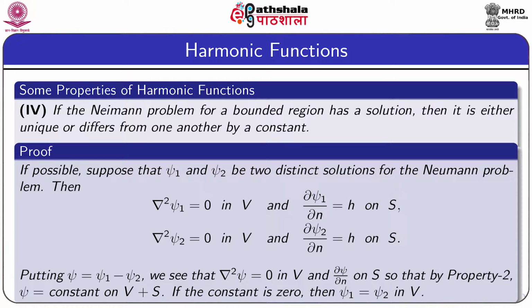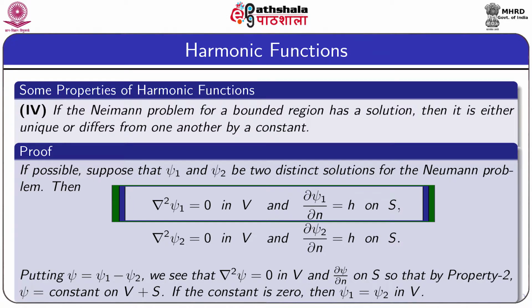Now, this is property number 4. It is regarding the Neumann problem. It says that if the Neumann problem for a bounded region has a solution, then it is either unique or differs from one another by a constant. So, the proof is given here. If possible, we assume that there are two distinct solutions psi 1 and psi 2 for this Neumann problem.